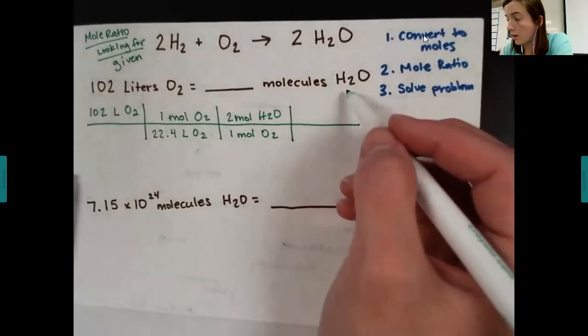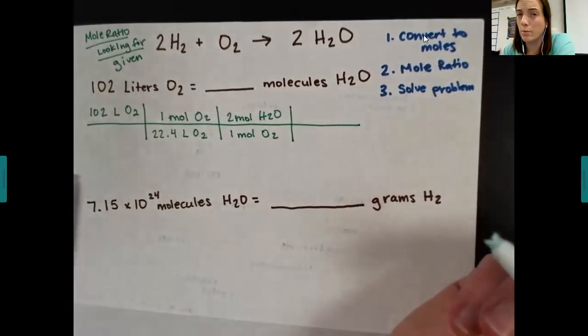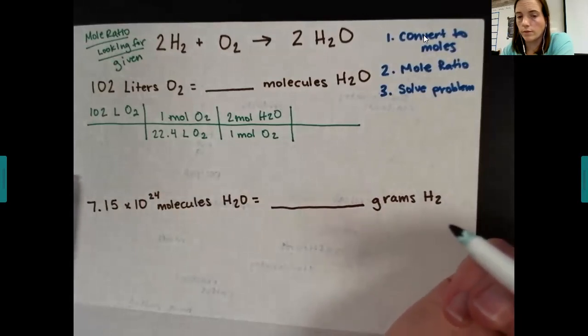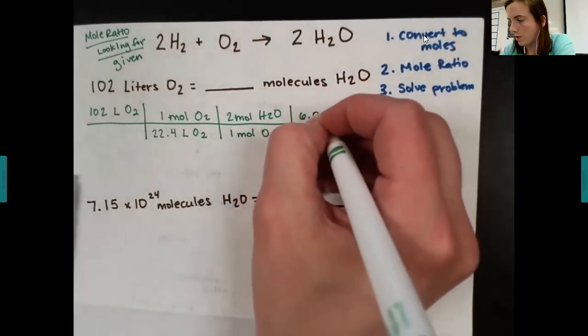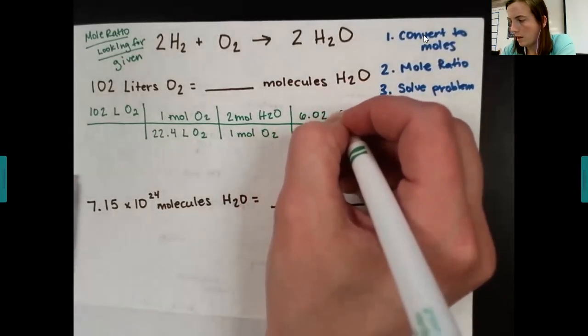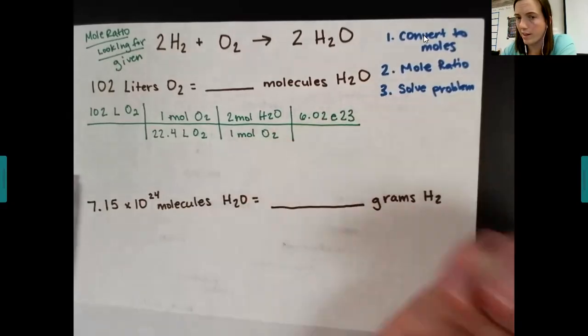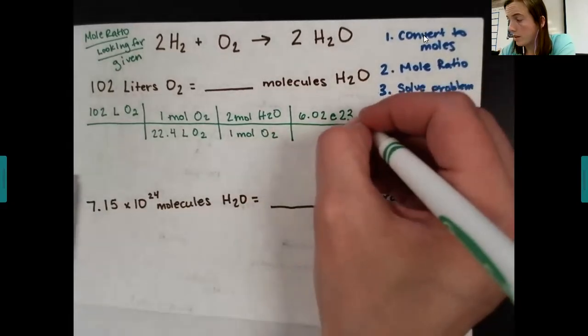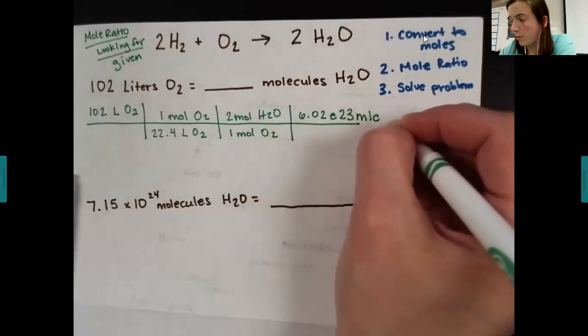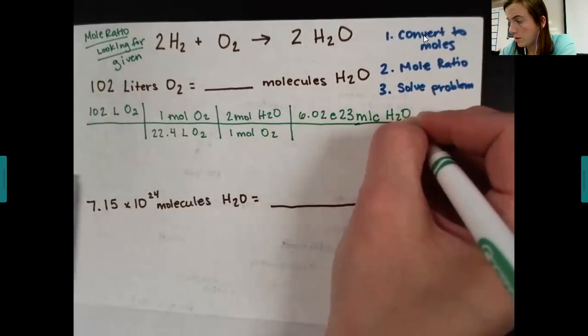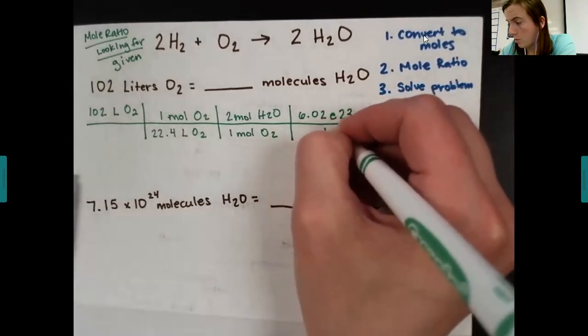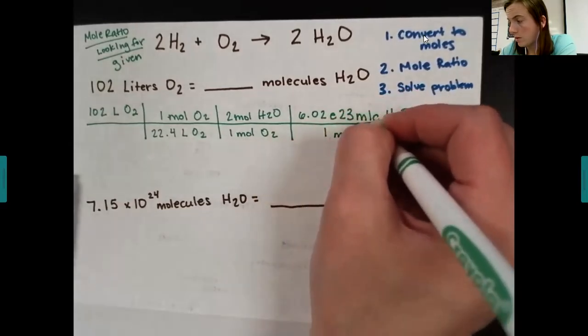Solve the problem, so it's looking for molecules of water. Do you remember what number we use with molecules? Avogadro's number. Okay, so 6.02 E23, and I write it down like I put it in the calculator. And then molecules is abbreviated with MLC. This is for H2O, and that equals 1 mole of H2O.